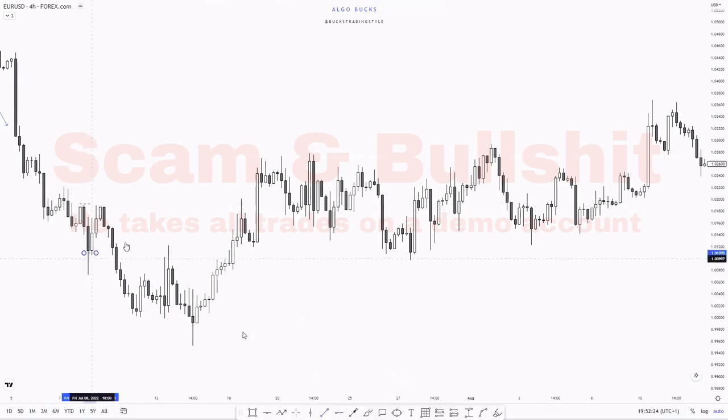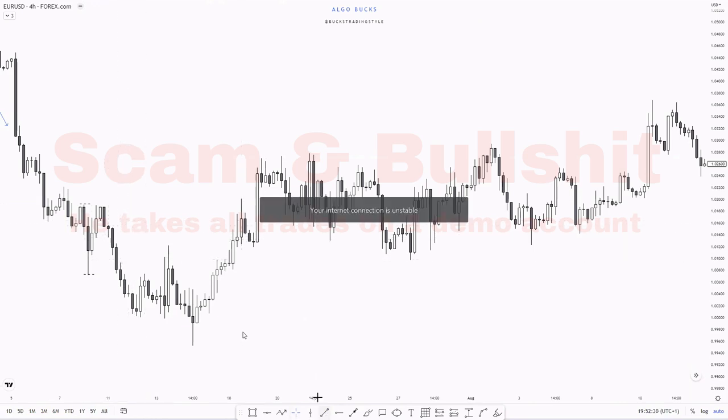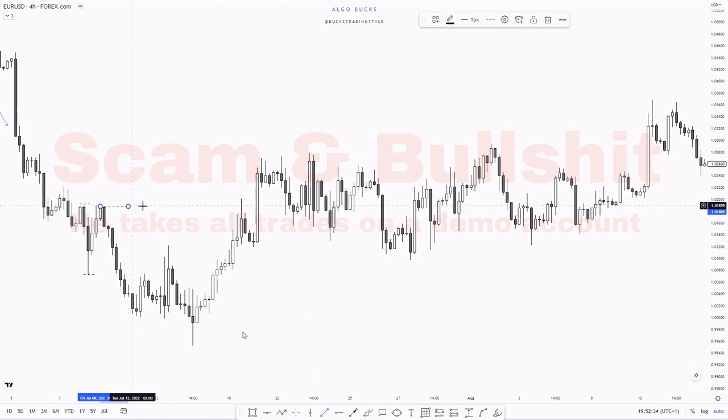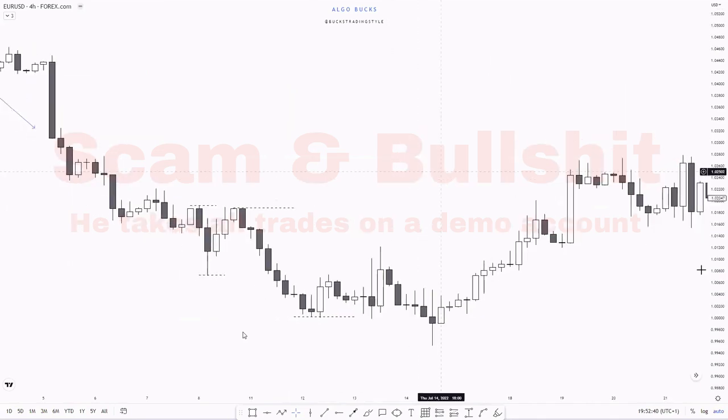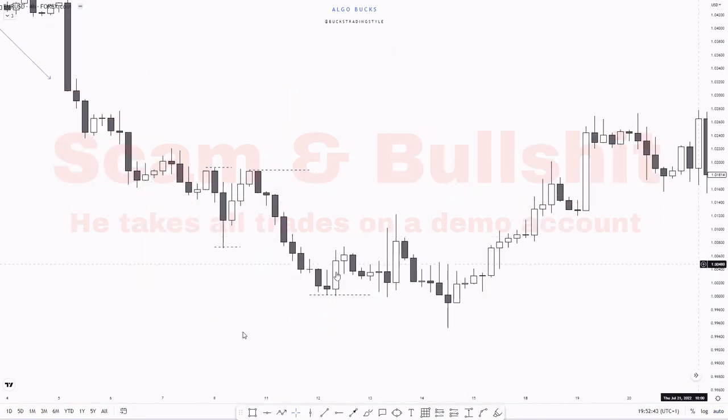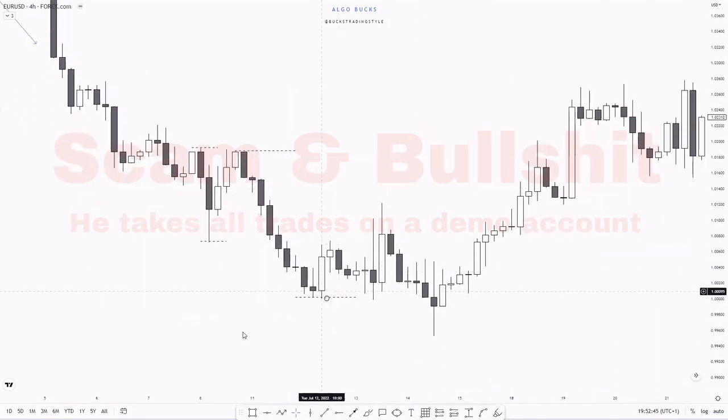This low as our last structural low. Okay. Then price came all the way up and then tagged this high right here. So this high then becomes our next structural high. This low right here becomes our next structural low. Let me zoom in so you'll be able to see it clearly. This low, our next structural low right here.